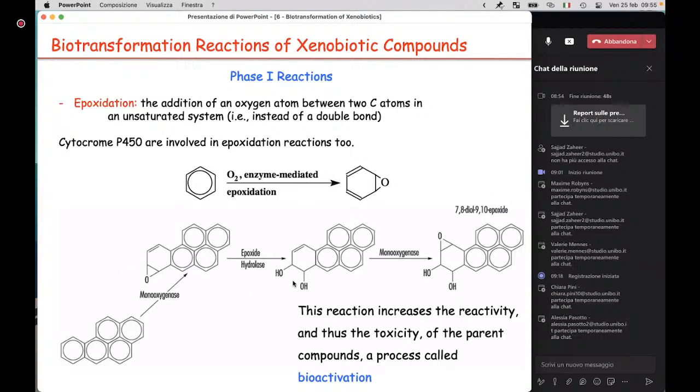So every time we find that the cytochrome system produces epoxides, we usually find also that this is a bioactivation. So a compound that by itself is not particularly toxic is activated by the biotransformation reaction into a very reactive compound that is in turn very toxic.